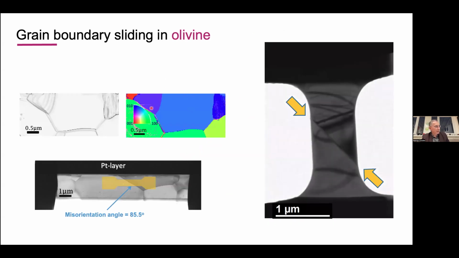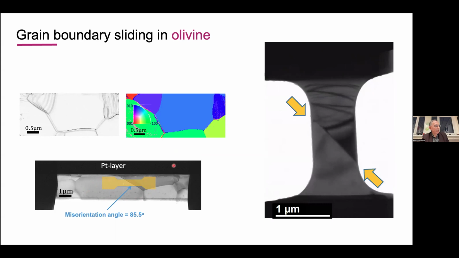So this is how we proceed. We prepare a foil which is larger. We perform orientation mapping like EBSD, but in the TEM, which allows us to select the grain boundary that we want, and then we prepare the small tensile specimen that we want to study.